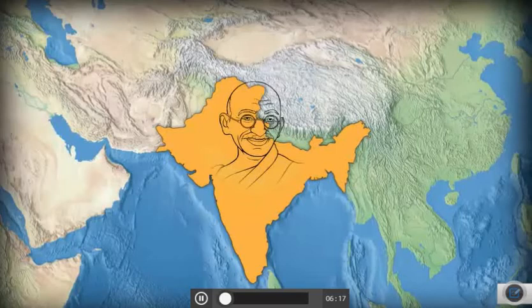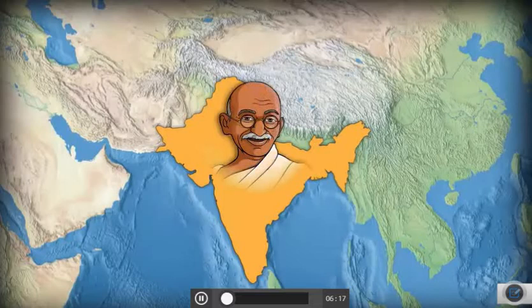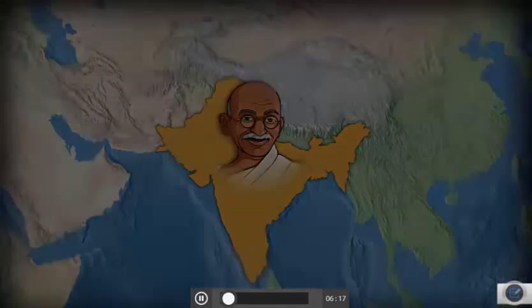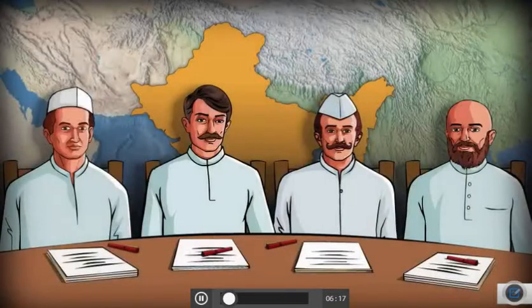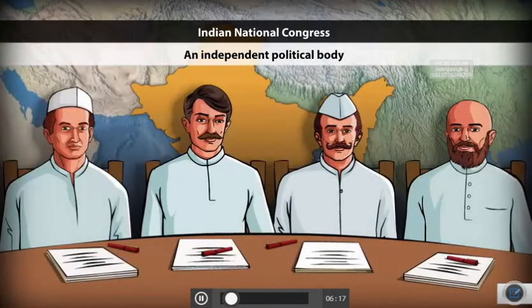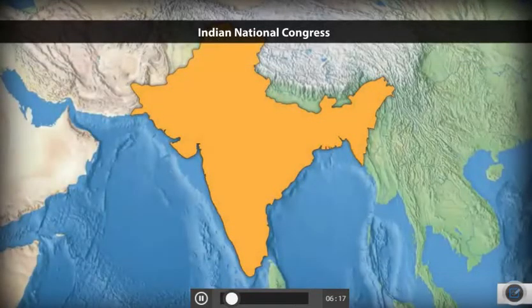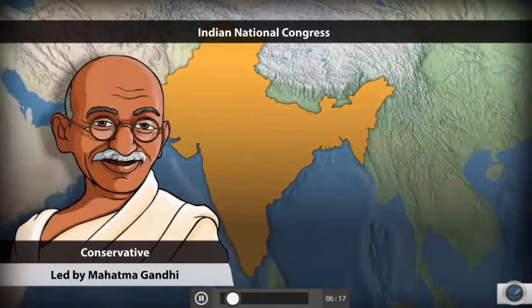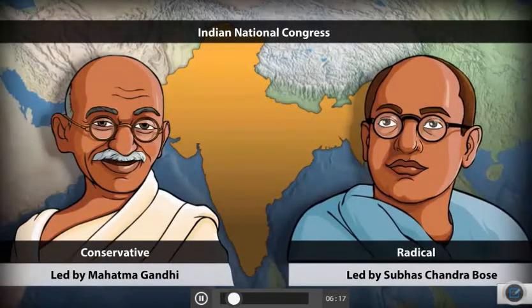The Quit India movement was launched under the leadership of Mahatma Gandhi in order to demand complete independence from British rule. Let us understand the circumstances that led to the movement. Between 1936 and 1939, the Indian National Congress emerged as a powerful, independent political body. Though divided into two ideological groups, the conservative and the radical, the entire body worked towards the common goal of progress for the country.